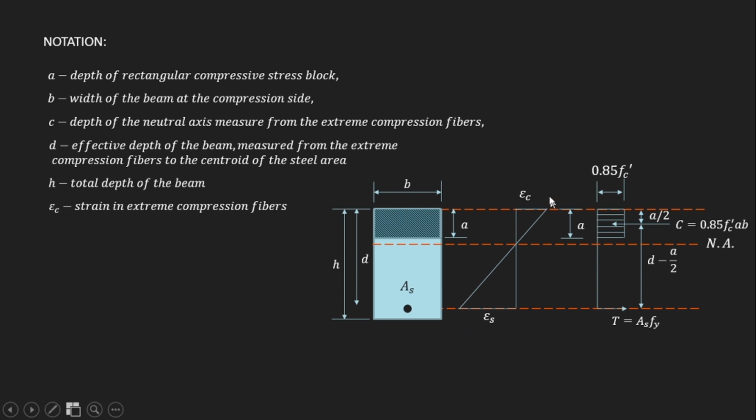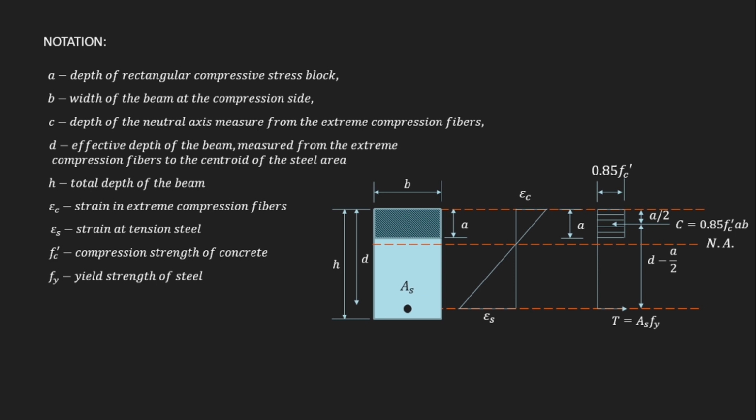So, itong strain diagram, ito yung EC. And yung ES naman, this is the strain at tension steel. So, may mga times na yung ES or ito yung strain S, yung mga times na ginagamit natin is ET or strain in T. And we have also the FC prime. Ito naman yung compressive strength of our concrete. And meron tayong FY, this is the yield strength of steel.